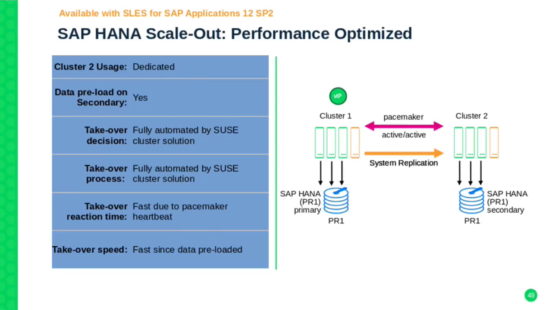The takeover process is also completely automated. The takeover reaction time is fast due to Pacemaker, and I believe the default is 5 seconds. So the heartbeat interval, I think, is 5 seconds. So very, very fast. And of course, the takeover is fast as well because the data is already preloaded.